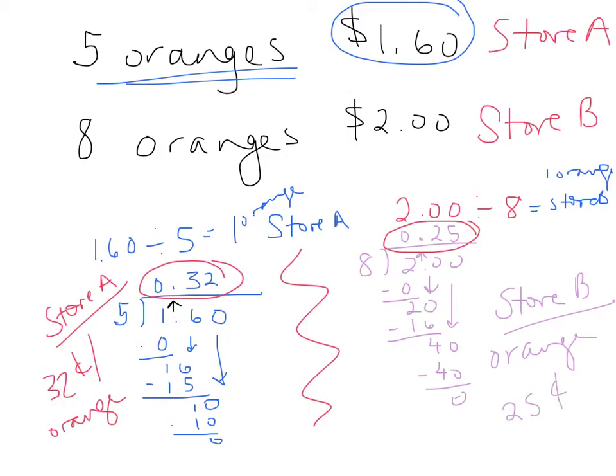So now you can easily compare which is the better place to buy oranges because you know how much each orange is worth. So in this case, I would totally pick store B because it is, again, only 25 cents. Oops, sorry. Clicked the eraser instead of the pen. 25 cents, whereas at store A, it is, over here, 32 cents.